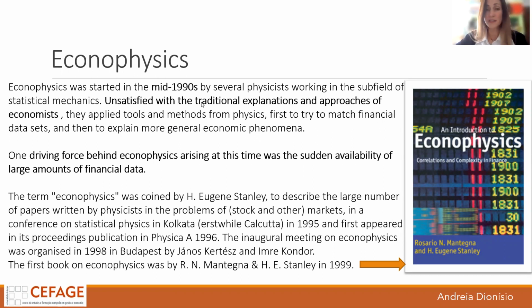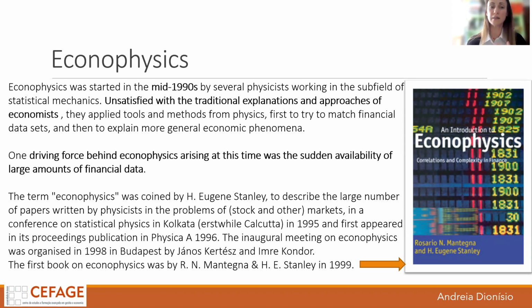So this started in the mid 90s, and it started especially for a pragmatic reason. Financial markets had so much data. The quantity of available data was so big that it was a kind of attraction to physicists. At the same time, several physicists who especially worked in statistical mechanics were very unsatisfied with the traditional explanations and approach of the economists, and tried to apply some of the traditional models from physics to that kind of data. And the first results were quite impressive.